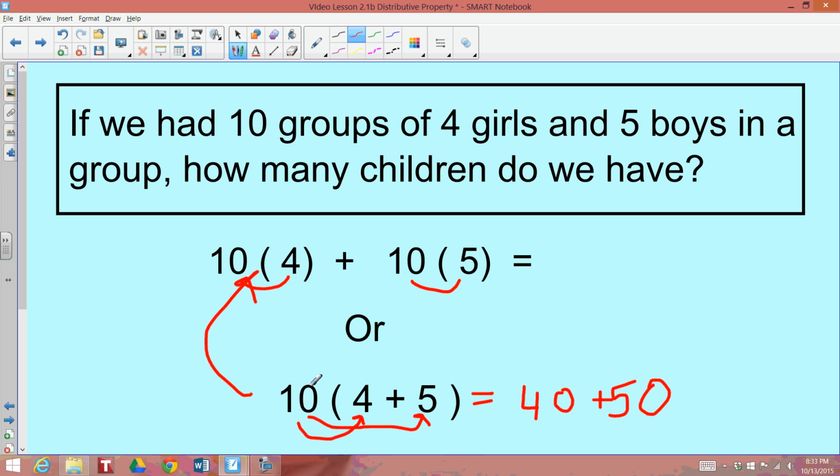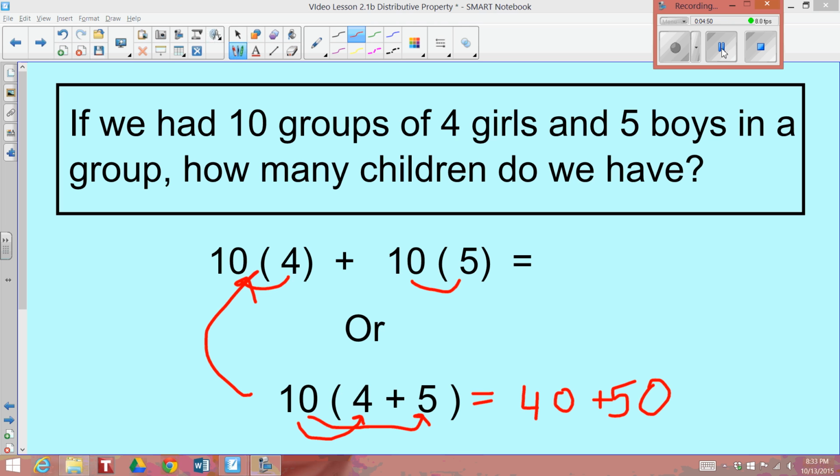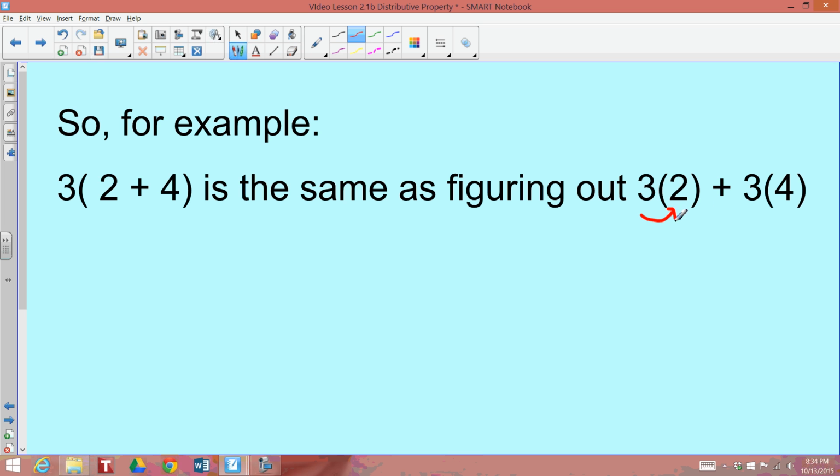It's actually a great way to multiply when you have numbers in parentheses, and I think you're really going to enjoy this property. So let's practice on our own for just a second. What might we do here? Well, let's look at this. 3 times (2 plus 4), according to the distributive property, is the same as figuring out 3 times 2 plus 3 times 4. And when we look back at the definition, it allows us to multiply this outside number 3 by each addend inside. Well, why don't we just check and prove this distributive property out ourselves?